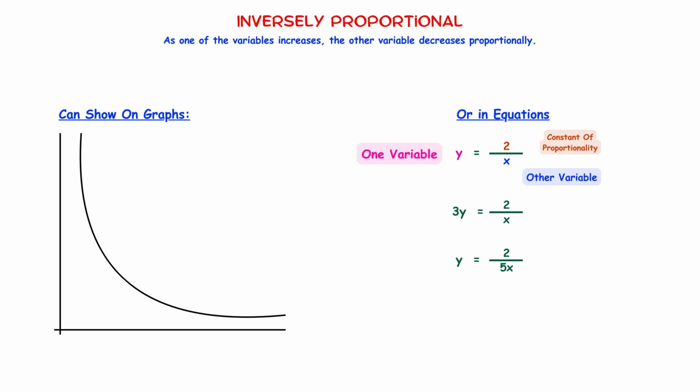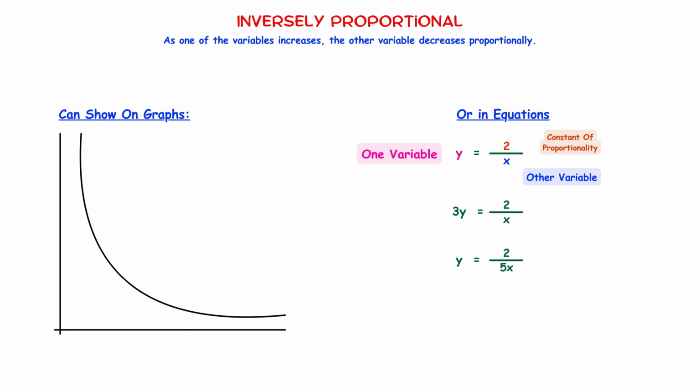So to sum up this video, inversely proportional means that as one variable increases, the other variable decreases proportionally, and we can show these relationships on graphs which will always have this downward slope, or in equations, for example, like y equals 2 over x, which will always have one variable equal some number, which we call our constant of proportionality, over the other variable.